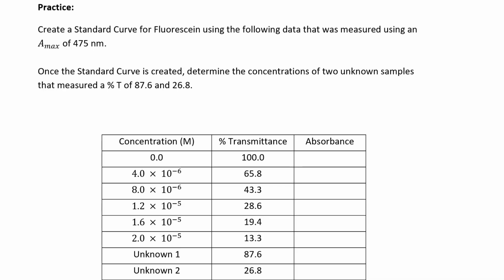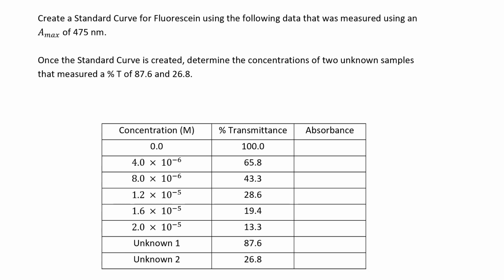I now have a practice question for you. Here is a different chemical called fluorescein. Its A max, its wavelength of maximal absorbance, is 475 nanometers. We have a number of standards here. Notice they're in molarity, and we have some unknowns, 2 of them. So I'd now like you to repeat what I did with this new data set. Do it by hand, graphing it, and then do it in Excel, digitally. See what the difference is. Which one do you think would be more accurate?